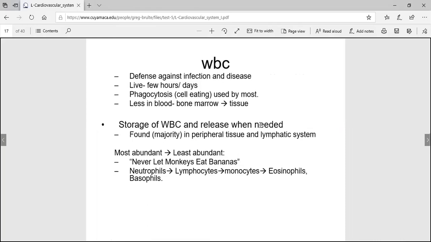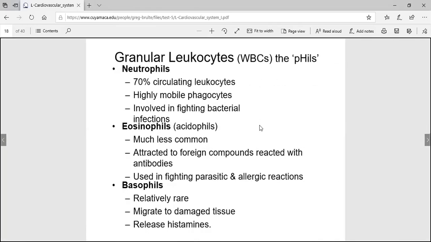We talked about the never let monkeys eat bananas. There we did. I'm not going to ask you what percentage they are. Just know you got them. Neutrophils are highly mobile phagocytes. I go, what's a neutrophil's job? Highly mobile phagocyte. What's an eosinophil's job? Well, certain parasitic infections they can help fight. They can go up in certain allergic reactions too. But generally, if you go into the doc and your eosinophils are way high, they're probably going to check you for some type of parasite.